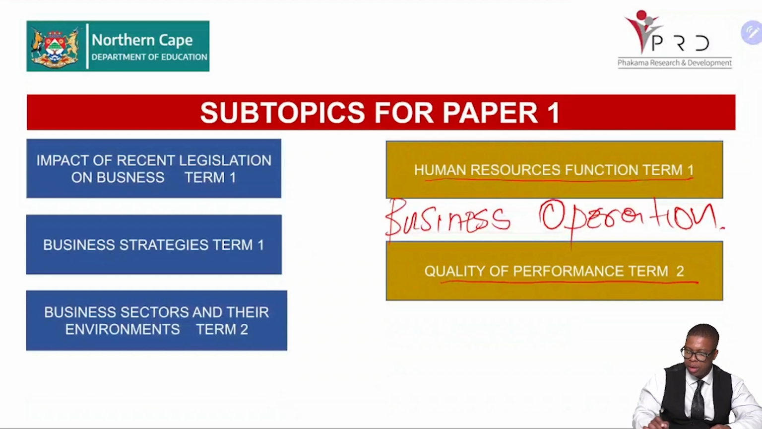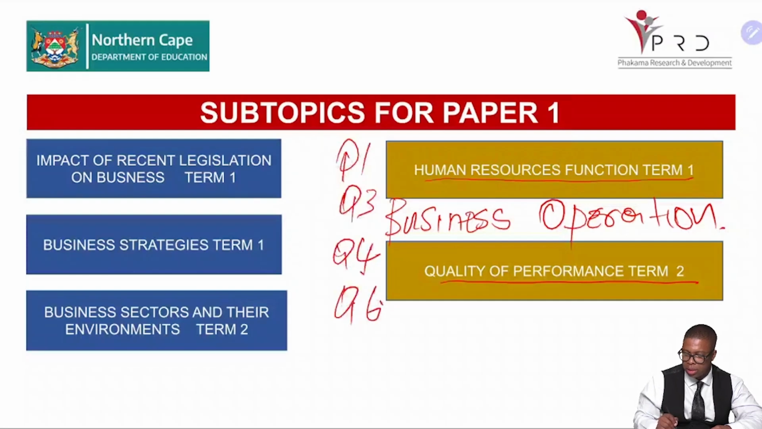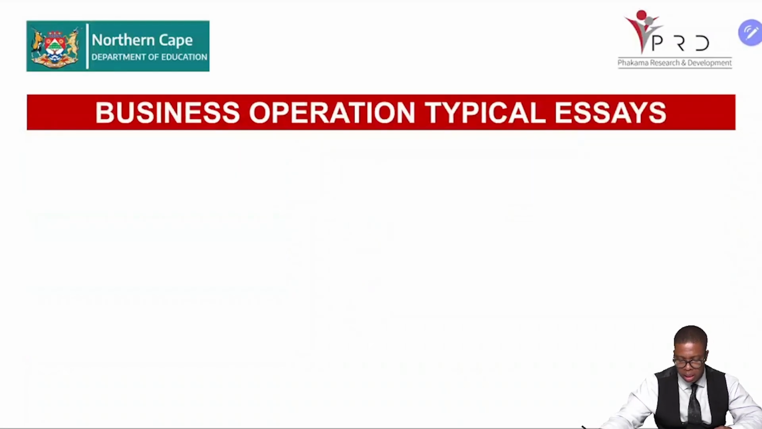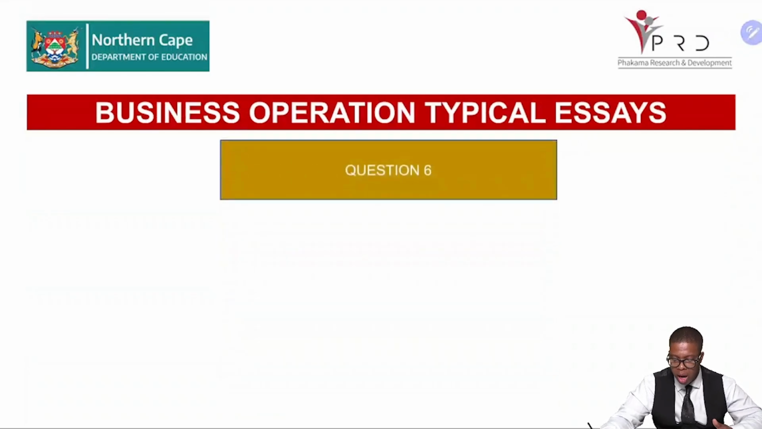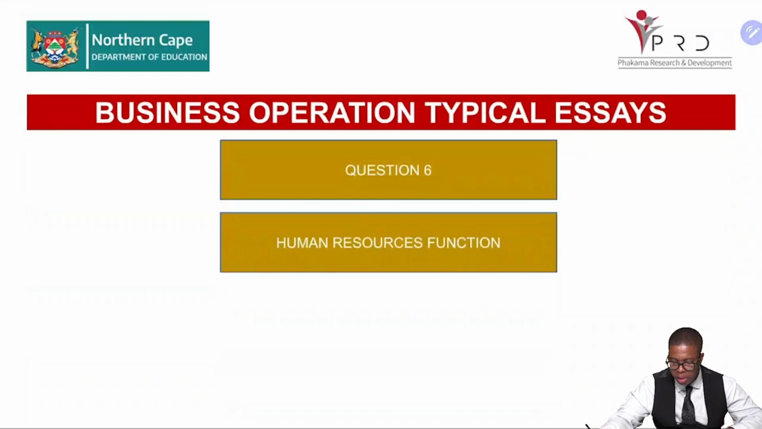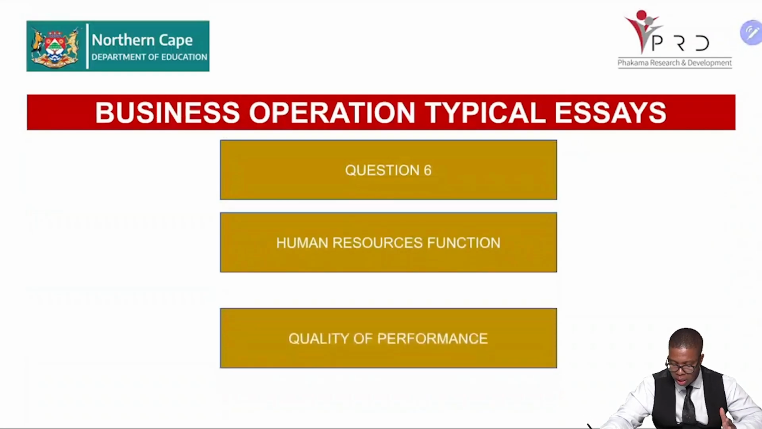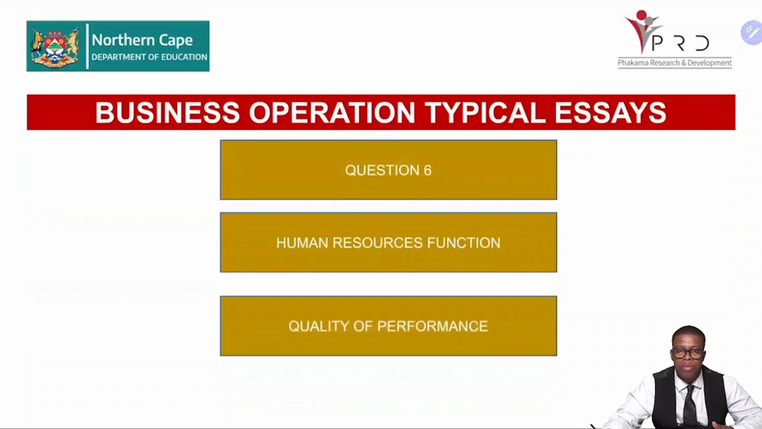And by now you should have the understanding that this will be assessed in question 1, this in question 3, this in question 4, and it will also be assessed in question 6. That is your business operations. Now let us look into typical business operations essays, to see how they can assess you. The essay can either be on human resource functions or on quality of performance.